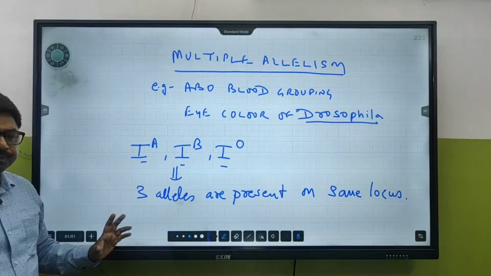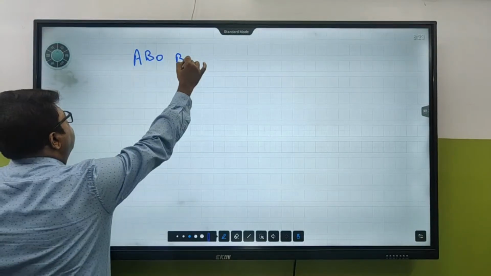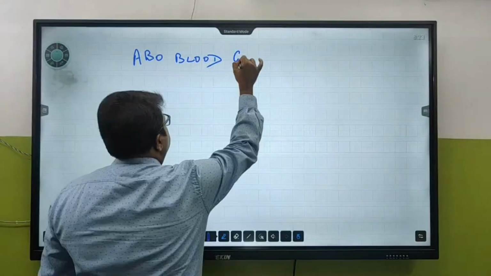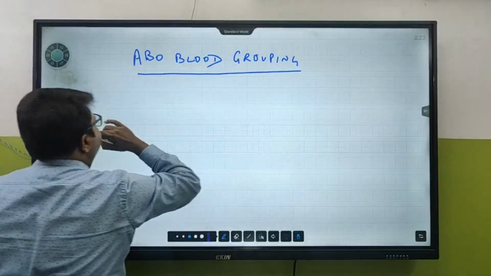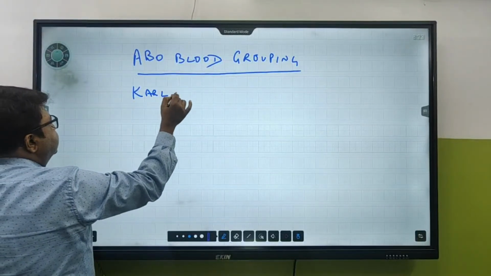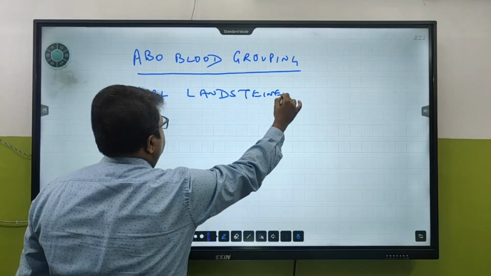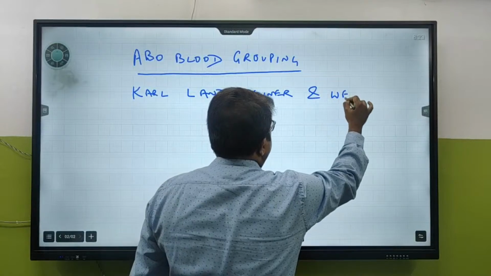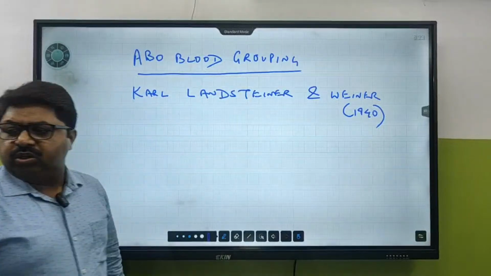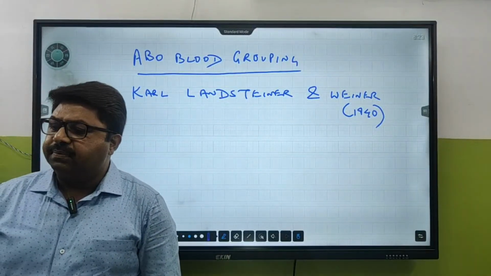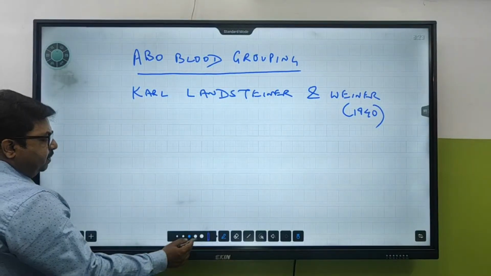Very, very important. Now, the ABO blood grouping system was given by two scientists named Carl Landsteiner and Wiener in the year 1940. Now, they gave this particular concept.